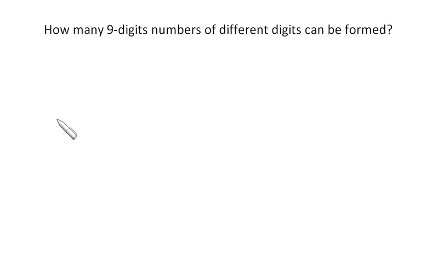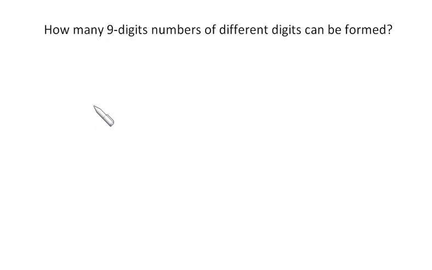Now friends, in the last session, I asked you how many 5-digit numbers there are in all. Then we discussed how many 5-digit numbers there are with all digits different, and how many 5-digit numbers there are where at least one digit is repeated. Now just have a quick recap with this question. How many 9-digit numbers of different digits can be formed, right? The case is quite similar to the previous one.